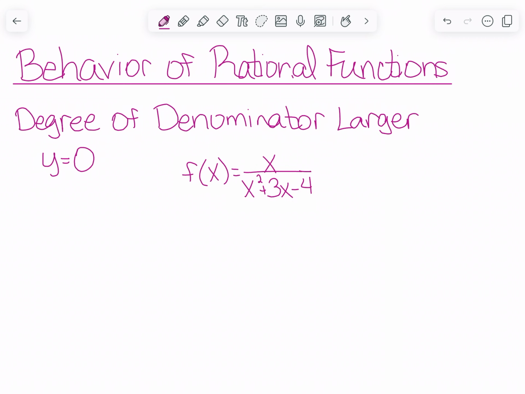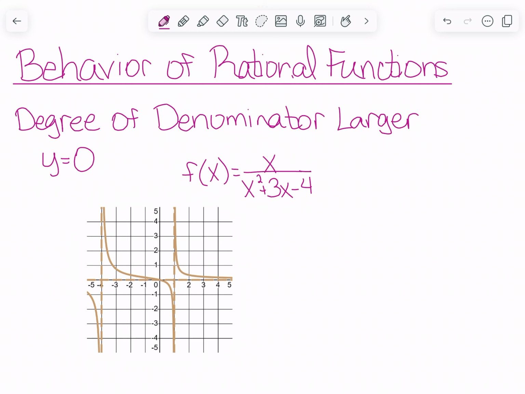As an example, f of x equal to x over x squared plus 3x minus 4. The degree of the top is 1, the degree of the bottom is 2. Since the bottom is larger, my horizontal asymptote will be y equal to 0. Here's the actual graph, and you can see as x gets really, really big or really, really small, this graph approaches that y equal to 0 line.